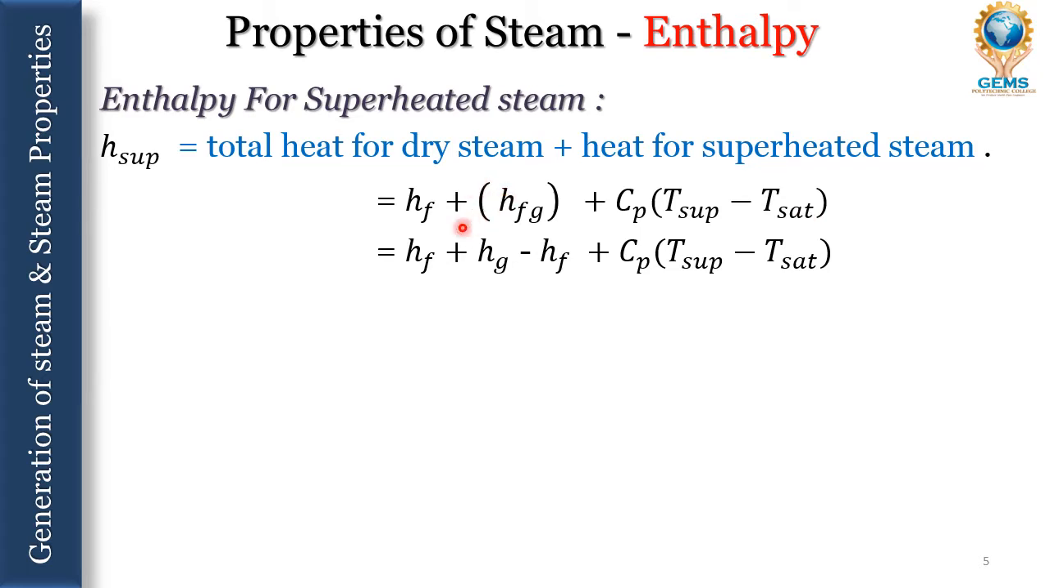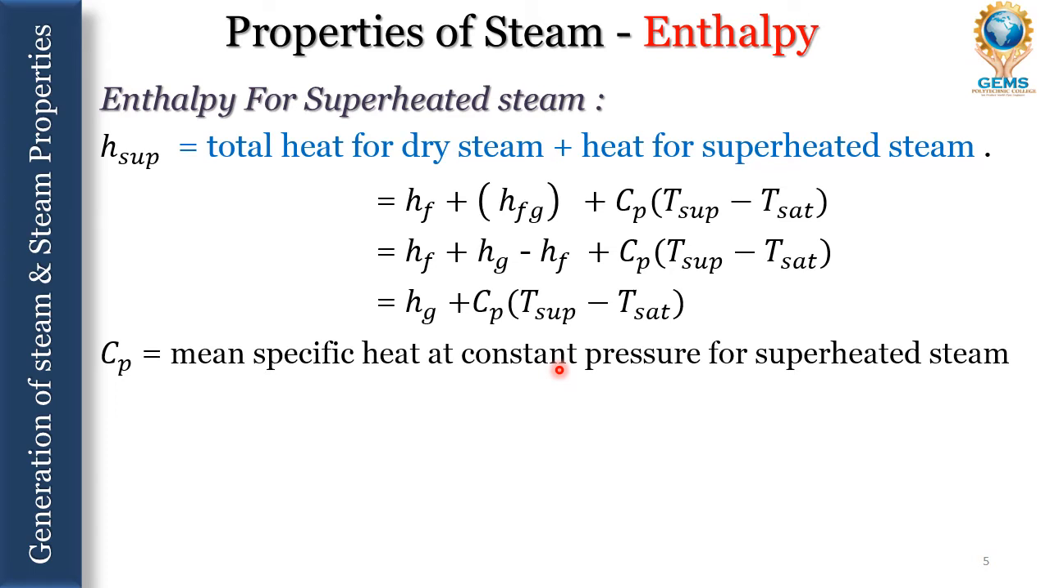So the total heat for dry steam is Hf plus 1 into Hfg, that ultimately gives Hf plus Hg minus Hf, and Hf will cancel, so we get Hg. So this is the final answer. The superheated enthalpy is Hg plus Cp into (T superheated minus T saturated), since throughout this process we are maintaining pressure as a constant.